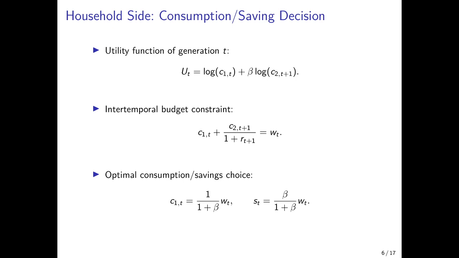utility. The budget constraint is also as before, so we have that wage income when people supply their labor on the labor market has to cover the consumption expenditures over the life cycle. So that's consumption expenditures in the period when individuals work, and discounted consumption expenditures in the period when people are retired, and the discount rate is again the market interest rate. So we already know that this leads to the optimal consumption savings choice, where people consume a fraction of their wage income in the first period and also save a fraction of their wage income in the first period for second period consumption.